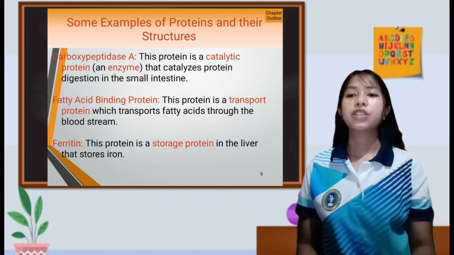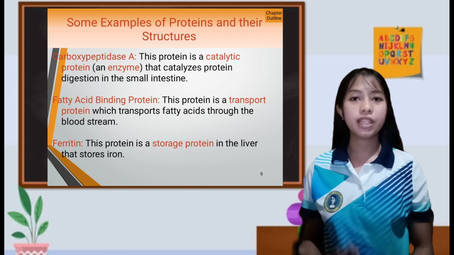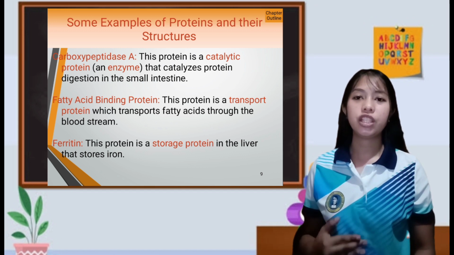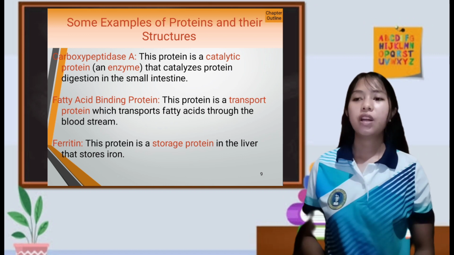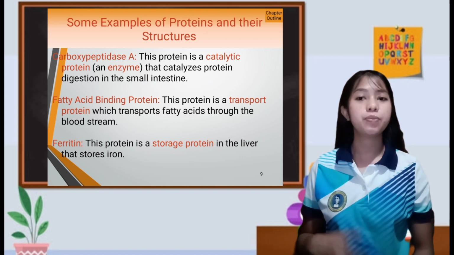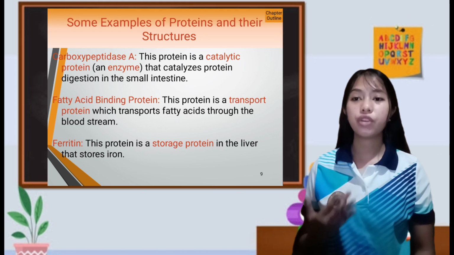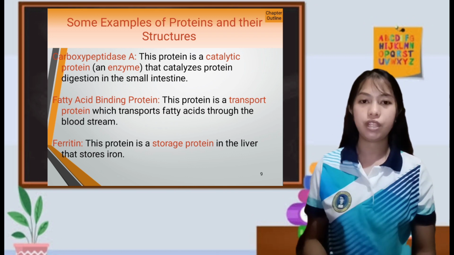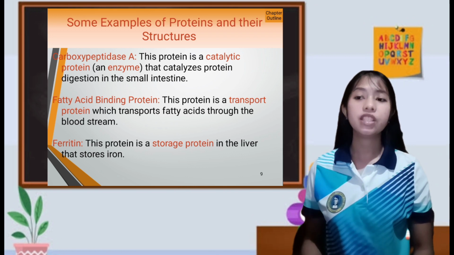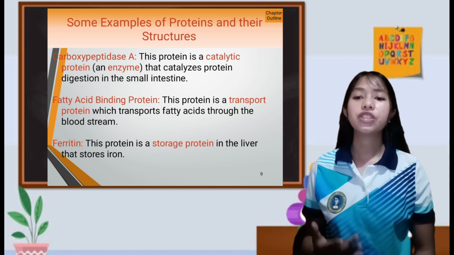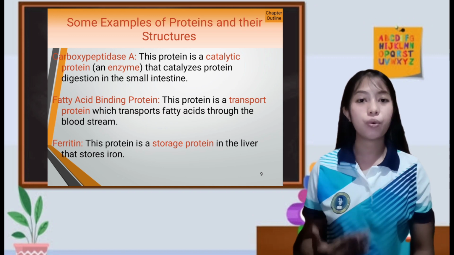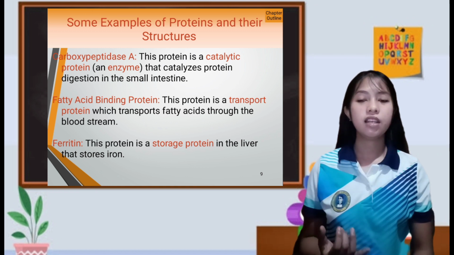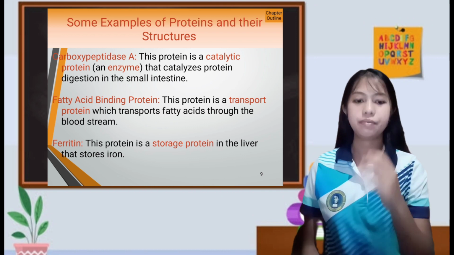Carboxypeptidase A. This is a catalytic protein, an enzyme that catalyzes protein digestion in the small intestine. Fatty acid binding protein. This protein is a transport protein which transports fatty acids through the bloodstream. Next is ferritin. This protein is a storage protein in the liver that stores iron. So ferritin is a storage protein in the liver that stores iron.